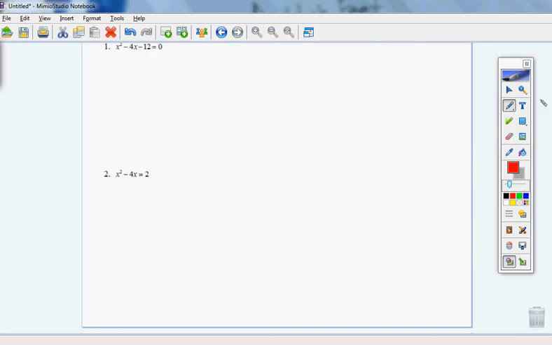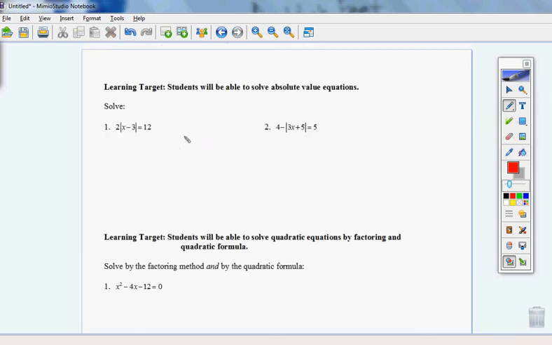Okay, moving to the last page here. All right, last page. Absolute value. Video's actually getting a little long. I'm going to cut it off here, and I'll come back for a second one.